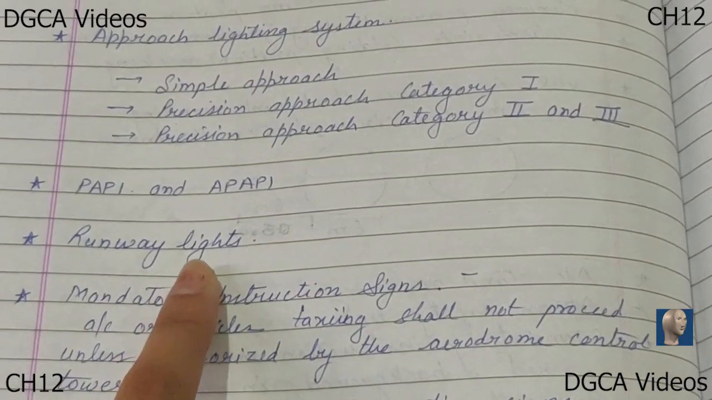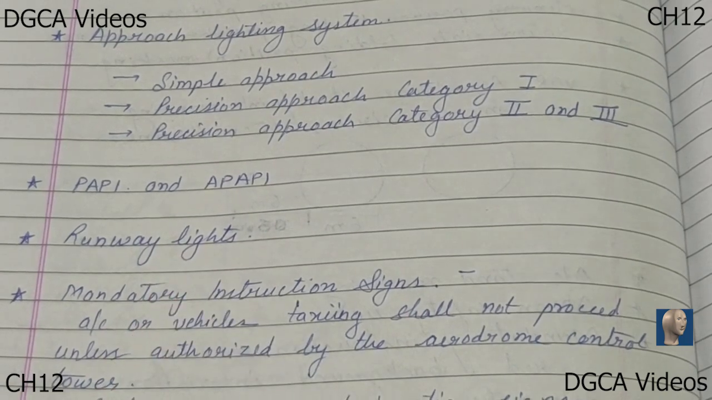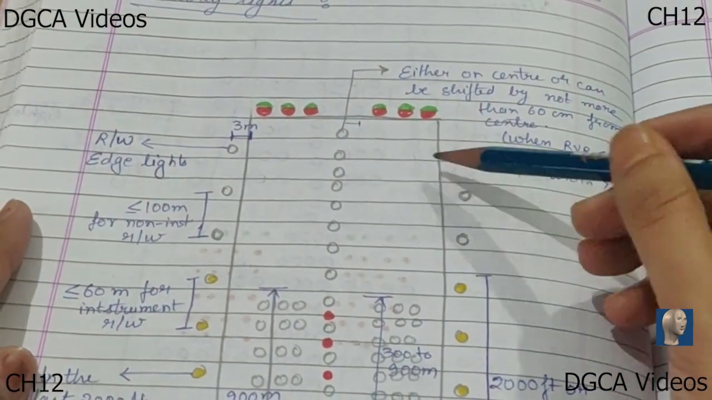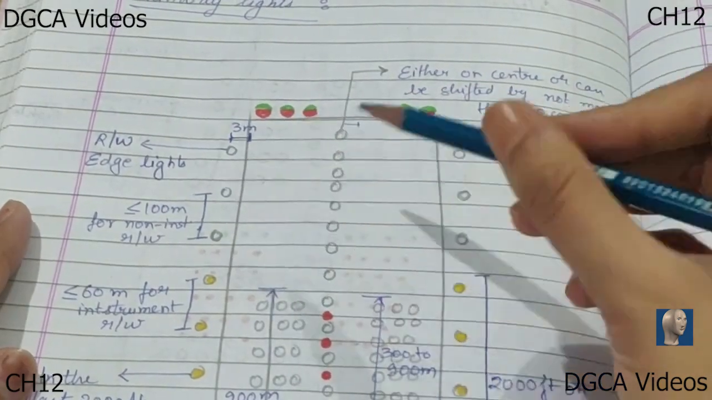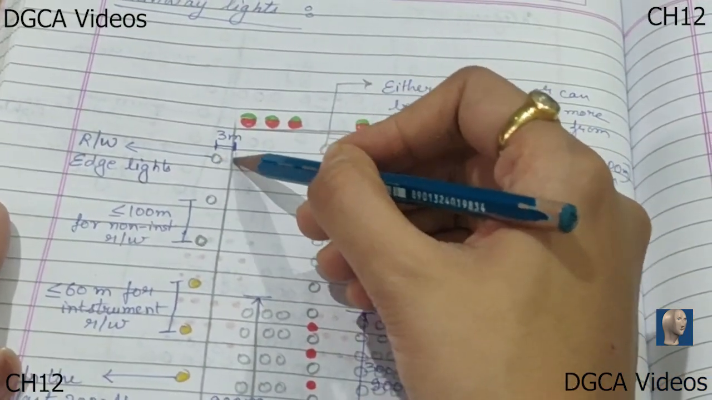So next is the runway light. Again, I will be explaining you with the help of a diagram. We have talked about the runway edge lights. So these are the runway edge lights. The distance of this with the runway edge is 3 meter.